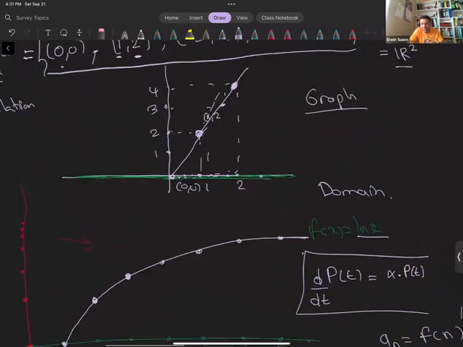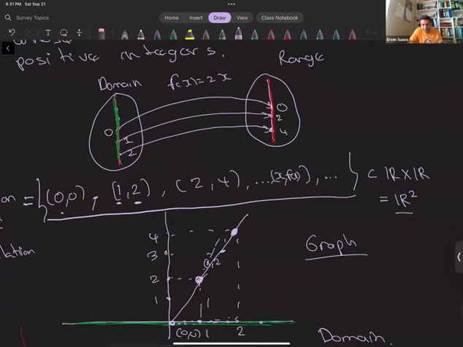Okay, and a function is very complex because when I have not the integers but the real numbers, I don't really know who is next, who is after 0. I mean, 0.0001, comma, 2 times 0.0001.